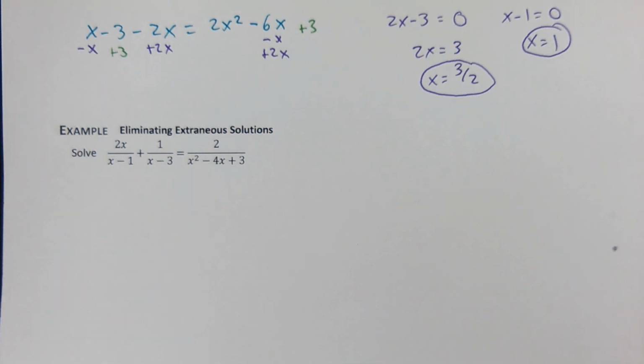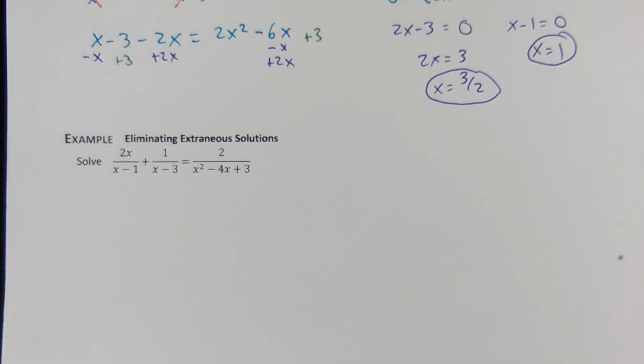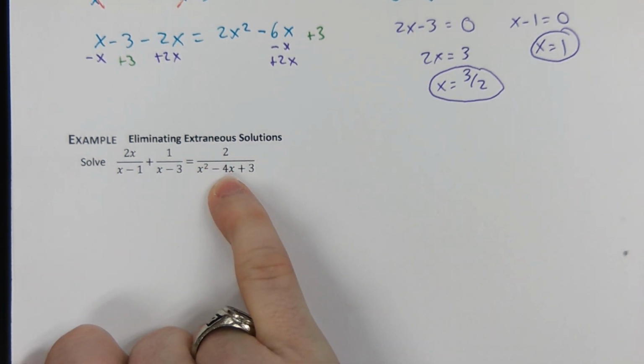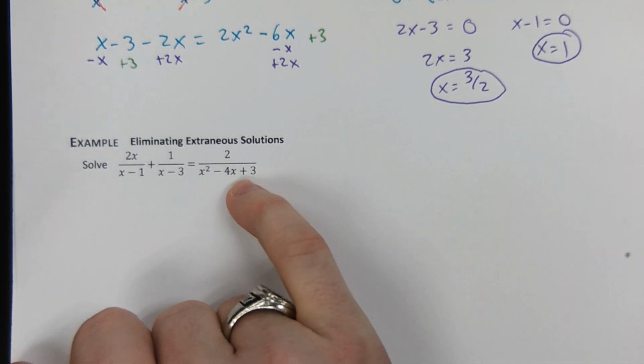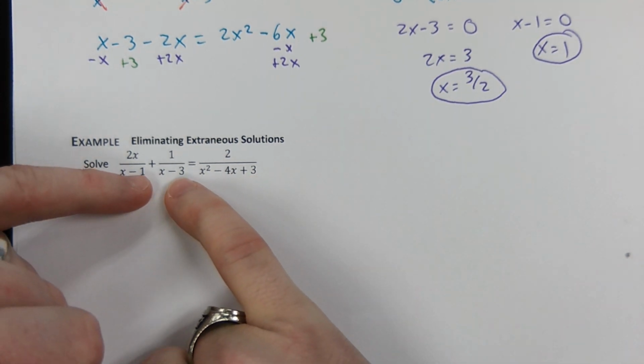Alrighty, let's go. Just like yesterday, we're going to need to figure out what that least common denominator is. That means we need to factor everything. That factors. In fact, the 2 numbers that multiply to 3 that add to -4 are -1 and -3. They're right there.